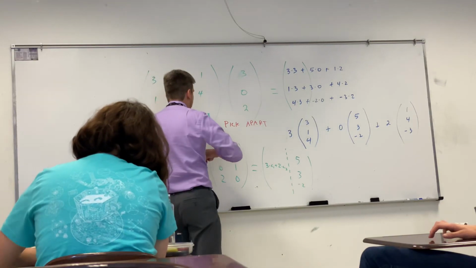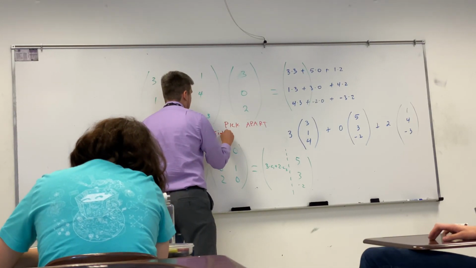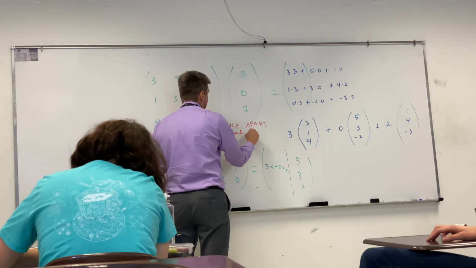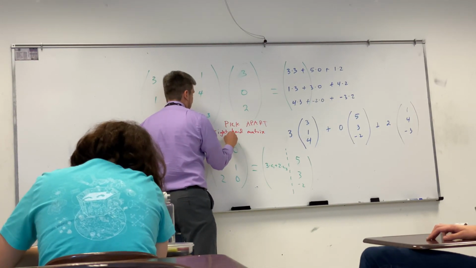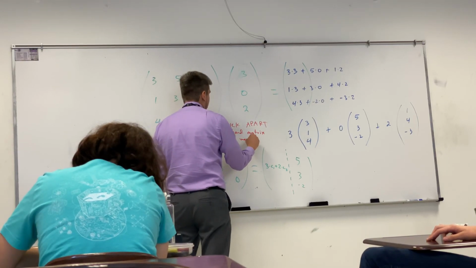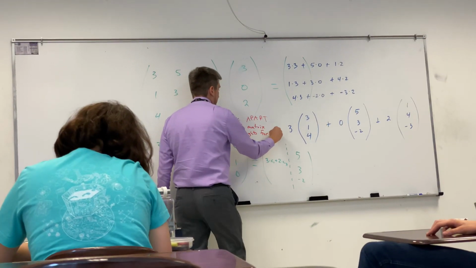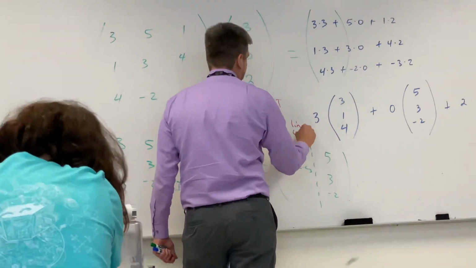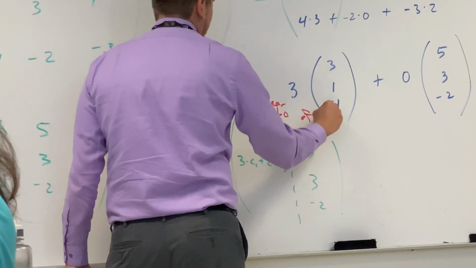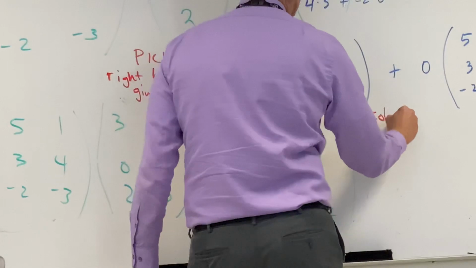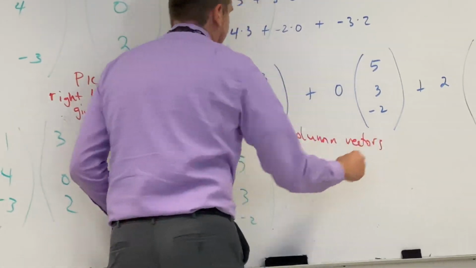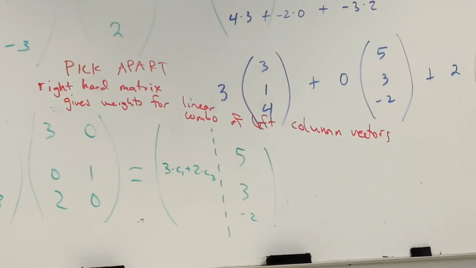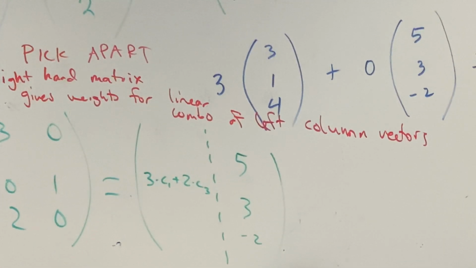So, the right-hand matrix gives weights for linear combination of left column vectors. Okay. This makes a lot of things make a lot more sense.